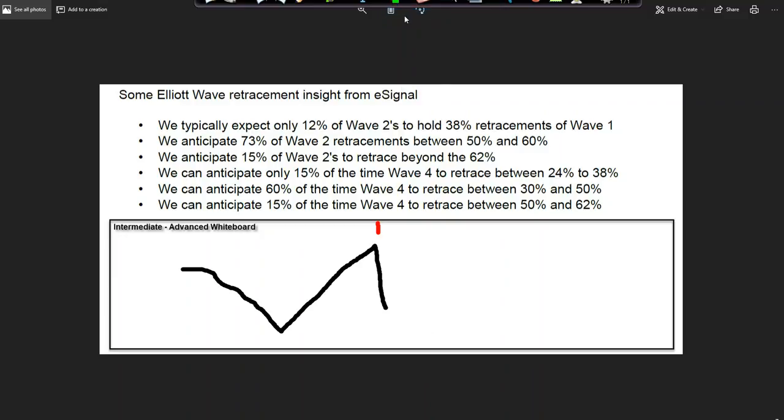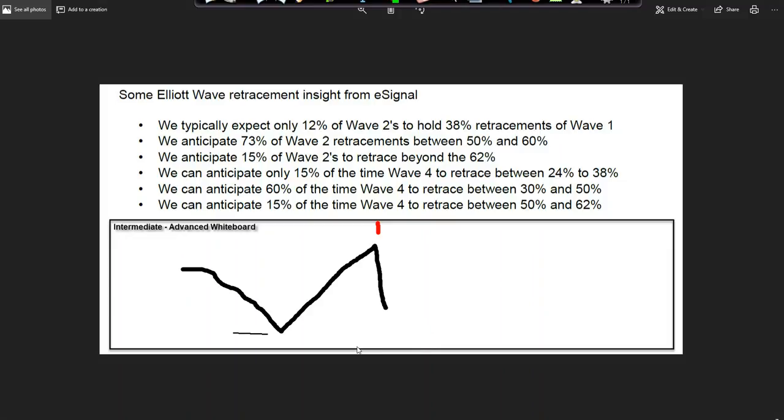A couple of things we know from an Elliott wave perspective. Hey guys, don't worry if you don't know any of this stuff. I'm going to go so fast you're not going to be able to keep up. That's okay. Don't worry about it right now. This is a familiarization session.